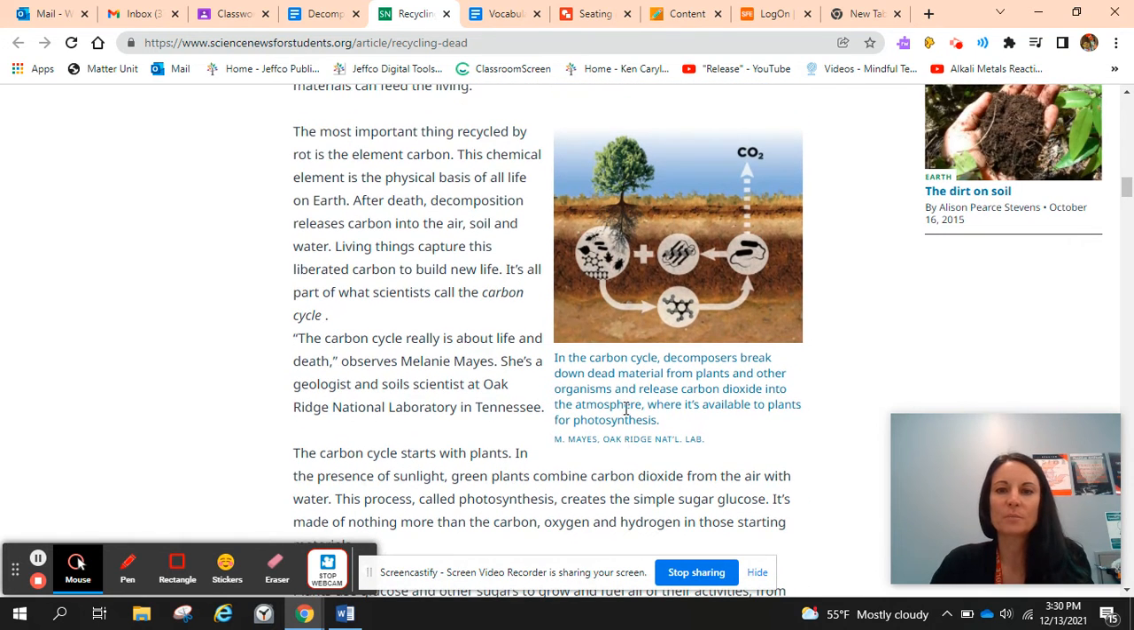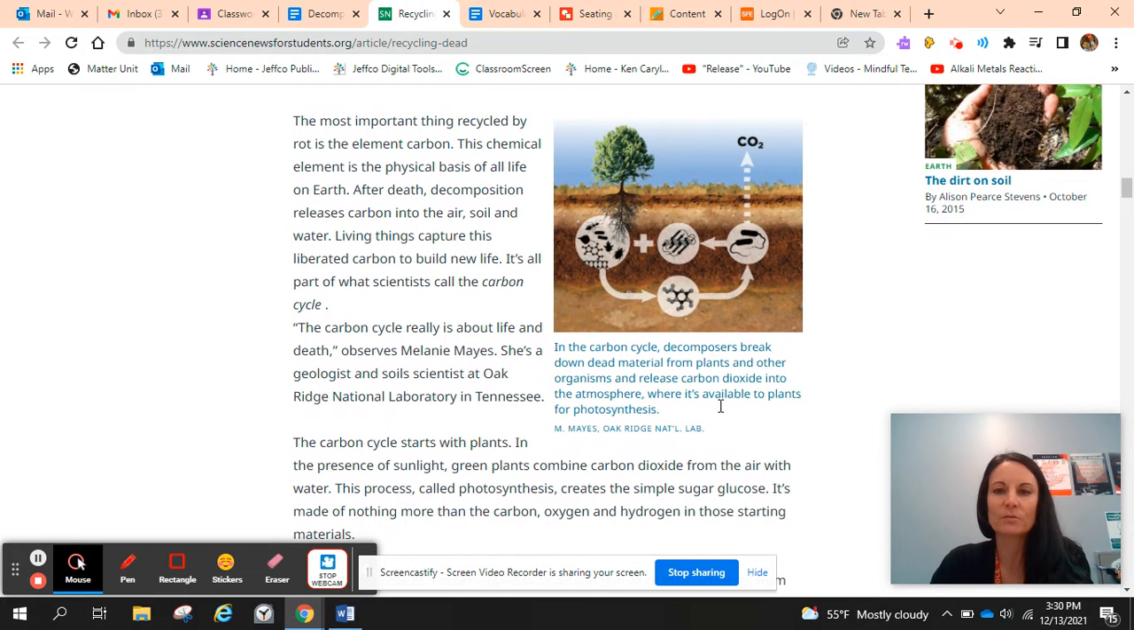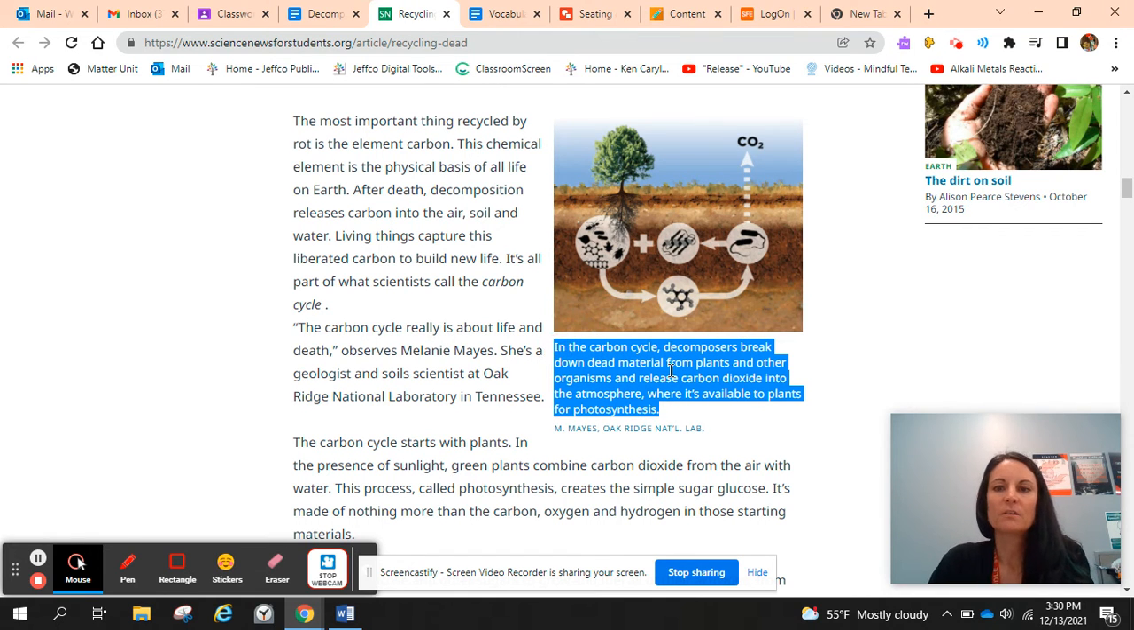So let's look real quick here at this picture. Whenever you have pictures in something, you should always check them out, see what they can help you understand about what you're reading. This one says, in the carbon cycle, decomposers break down dead material from plants and other organisms and release carbon dioxide into the atmosphere where it is available to plants.